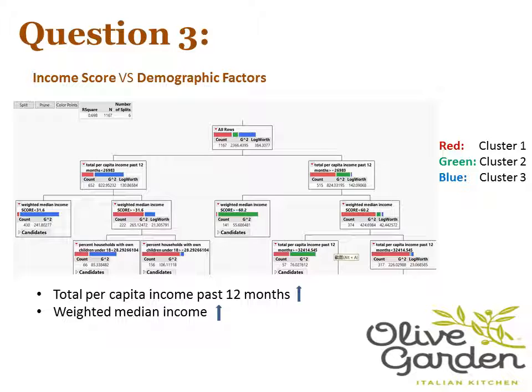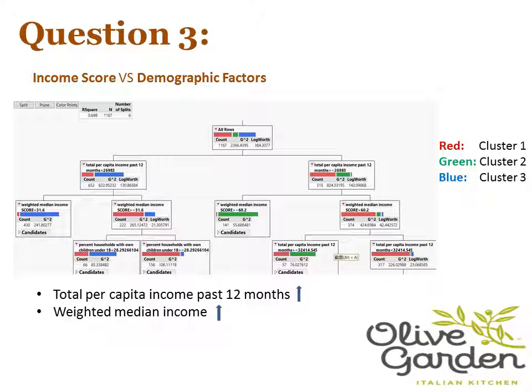And from the picture below, we can find that when the total per capita income within the past 12 months is larger than 6,900, most restaurants in those areas are in cluster 1 and 2, which means that most restaurants have above average performance, especially when the weighted median income score is larger than 60.2. Almost all restaurants belong to cluster 2, which has the best performance.